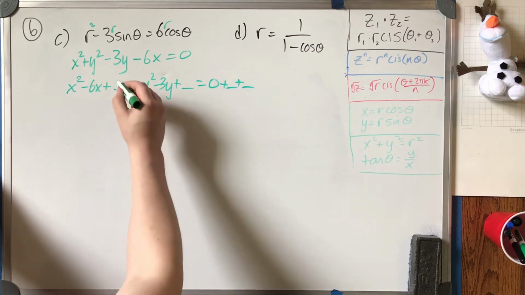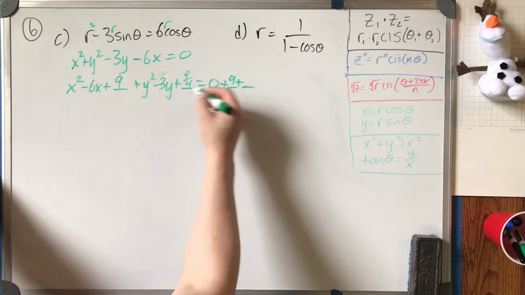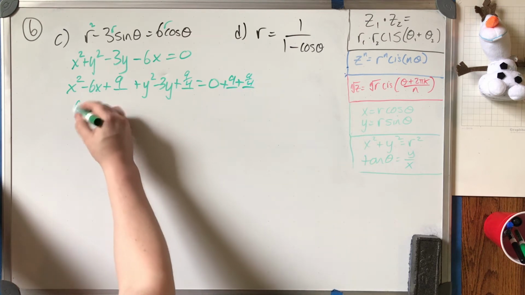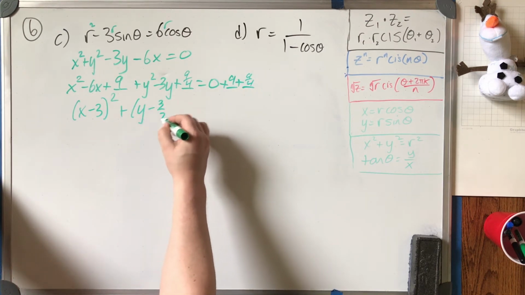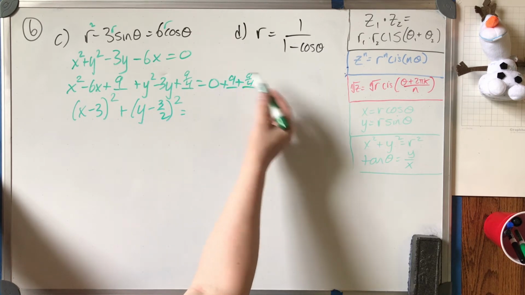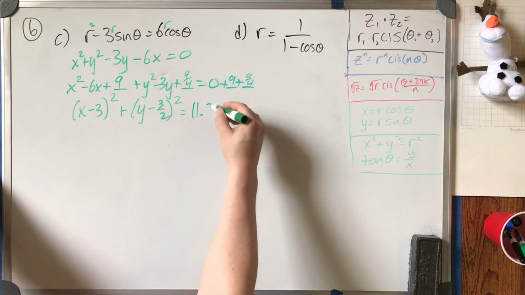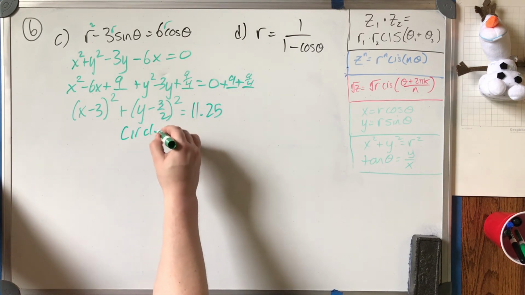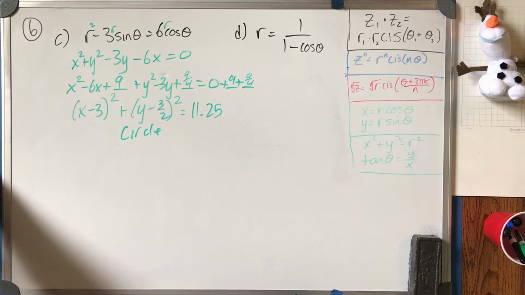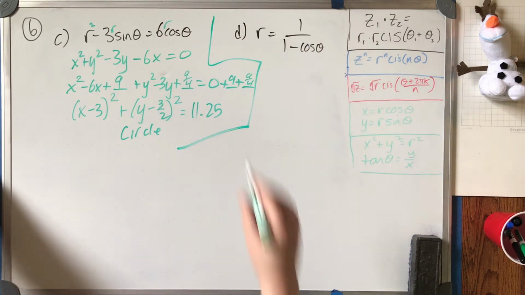So over here I'm going to be adding 9, and here I'm going to have 3 halves squared, so that's 9 fourths added to both sides. So I'll have x minus 3 squared plus y minus 3 halves squared equals whatever 9 plus that's going to be, I think that's 2, so 11.25. And we recognize this as a circle, center 3 comma 3 halves, with whatever the square root of that crazy number is. Done.